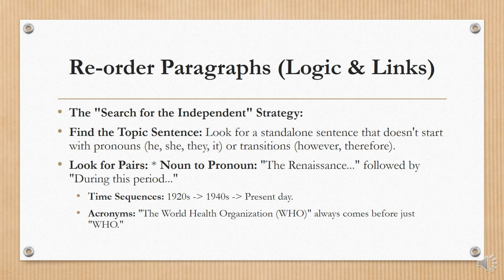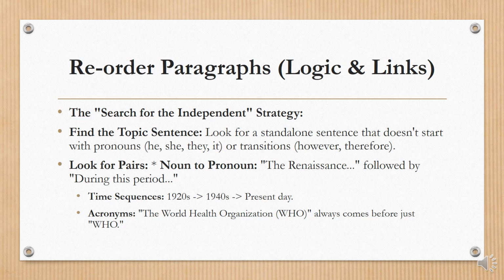You can check the pronouns, like the Renaissance followed by during this period. I'm just giving you an example. And there is a time sequence that can give you an idea about which line in the passage comes first, such as 1920 will come before 1940s and the present day. I've given you two examples so that you can get the idea what I'm talking about.